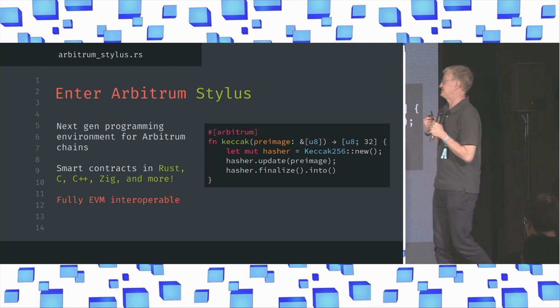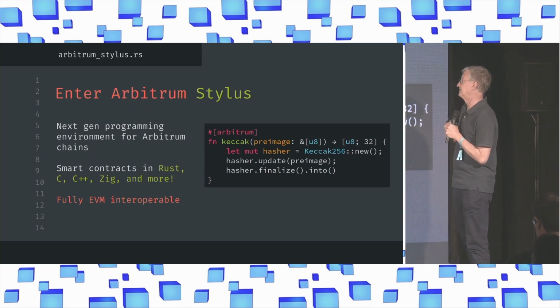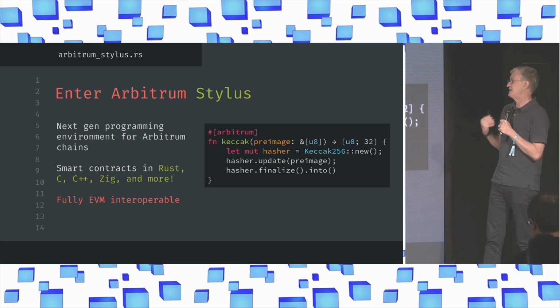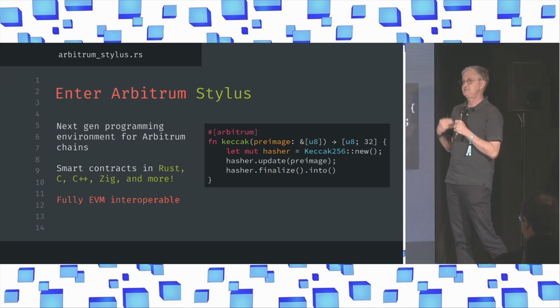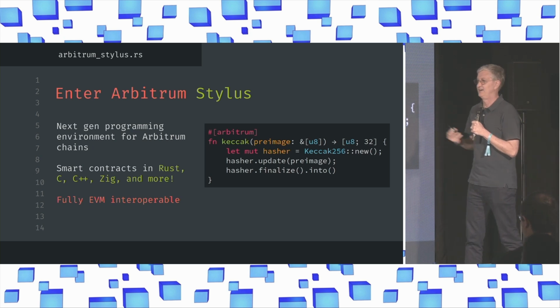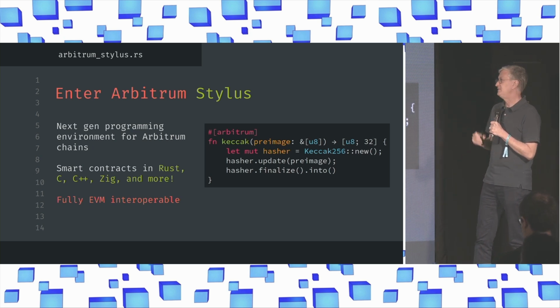So that's what Arbitrum Stylus is all about. It's the next generation programming environment for Arbitrum chains. It lets you write smart contracts in Rust, C, C++, Zig, and other languages. And it's fully EVM interoperable.